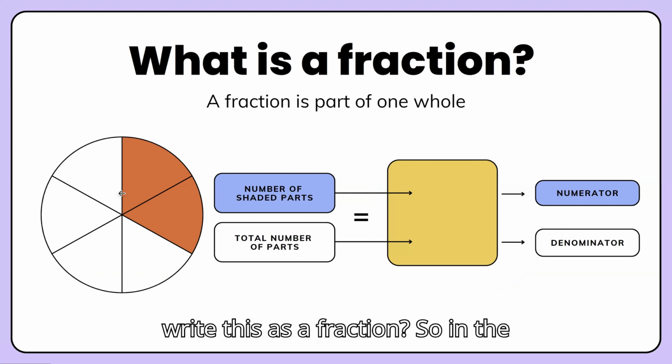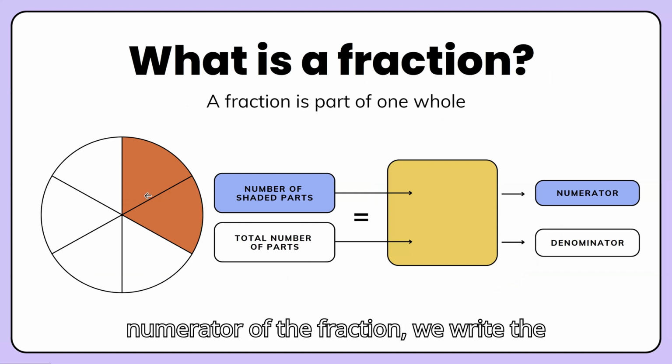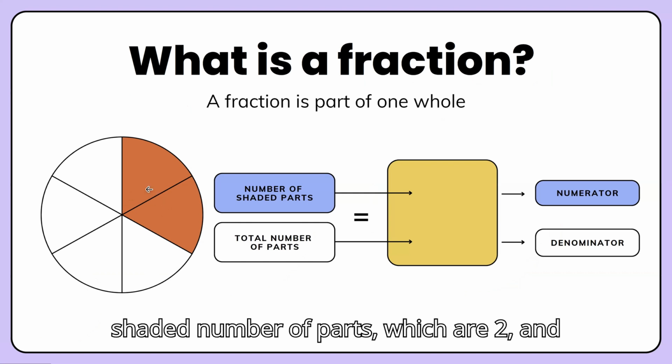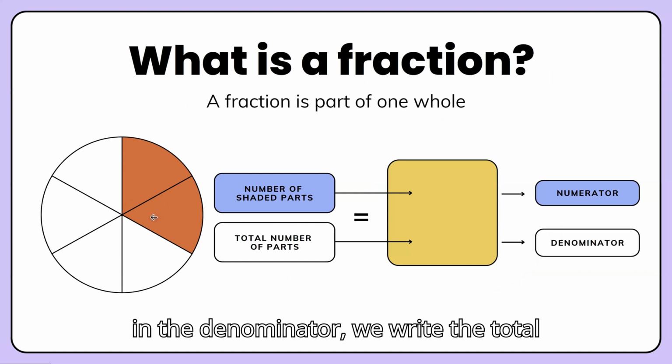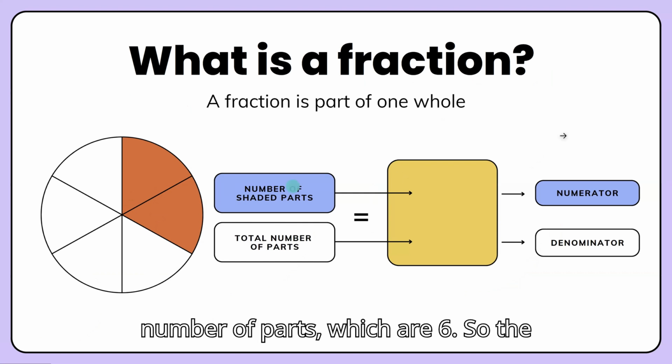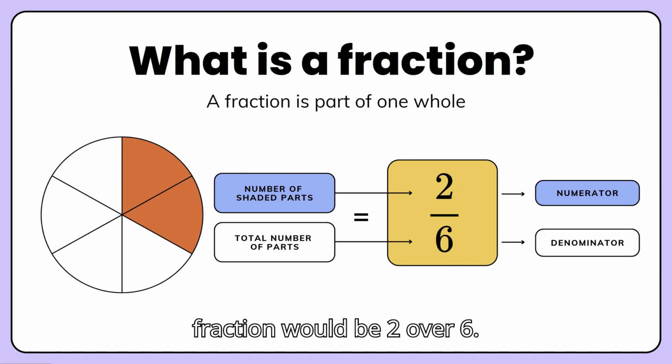So how do we write this as a fraction? In the numerator of the fraction, we'll write the shaded number of parts, which are 2. And in the denominator, we'll write the total number of parts, which are 6. So the fraction would be 2 over 6.